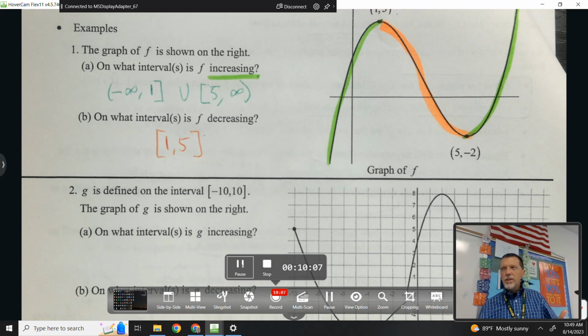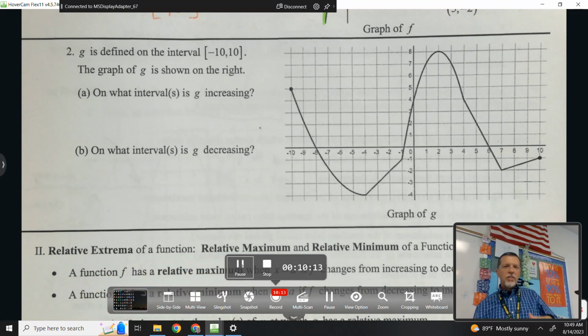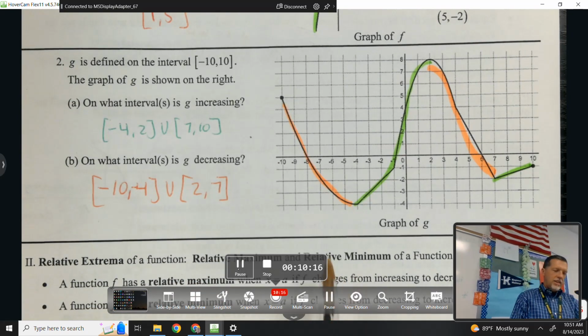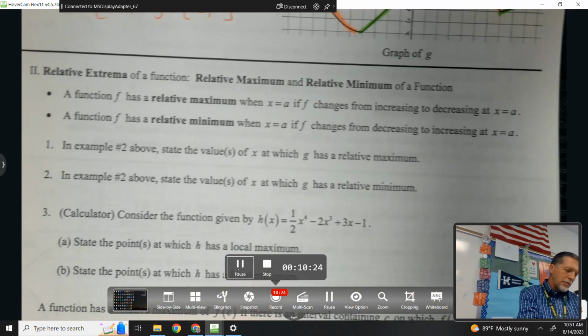Straightforward? I feel like this is a pretty easy lesson so far. Try number 2. Same questions, different graph. I'll hit pause and you try number 2. So there's our increasing and decreasing intervals. Good with those? Again, as long as you're reading left to right, not a problem.